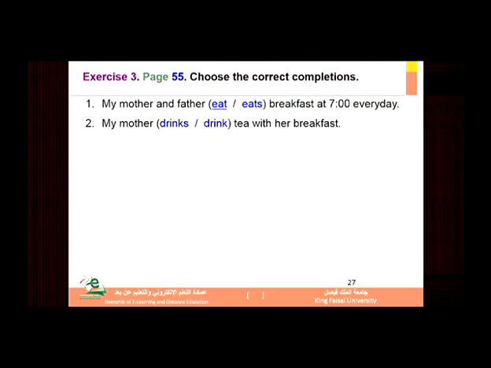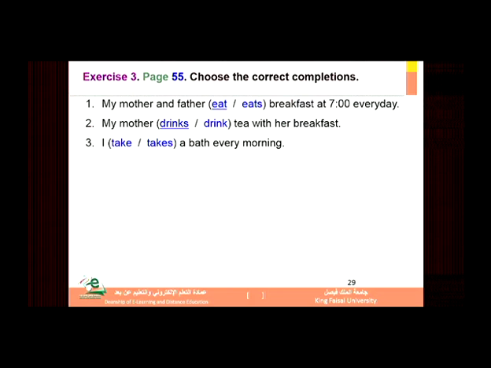Question number 2, my mother drinks or drink tea with her breakfast. My mother is a third person singular pronoun, so the verb takes an S, so we would expect my mother drinks tea with her breakfast.